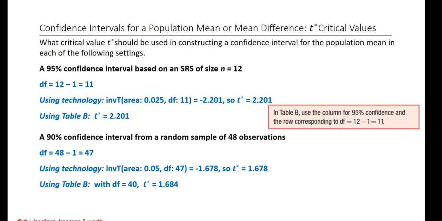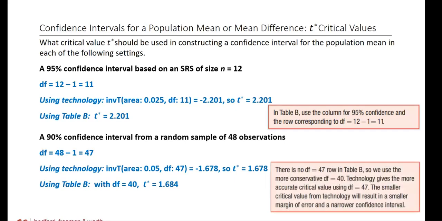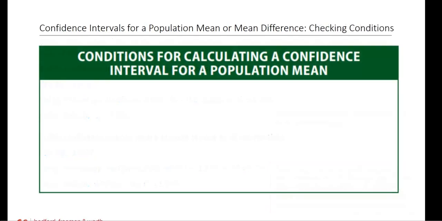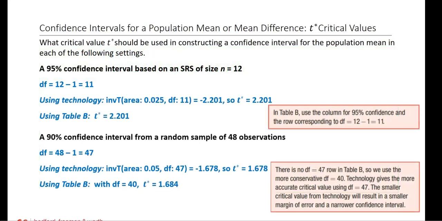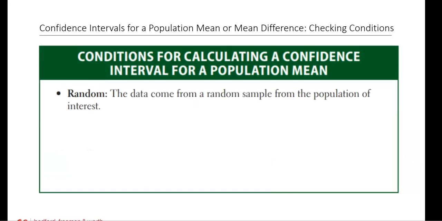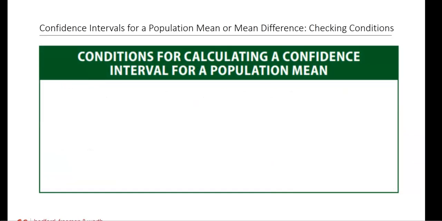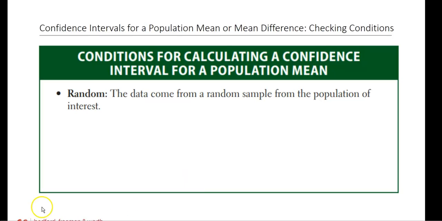And they got the same answer we did. If you use the table, you'd have to stop at 40. It doesn't even go up to 47, so it's getting pretty close to normal right there. So what are the conditions? These should look pretty familiar.